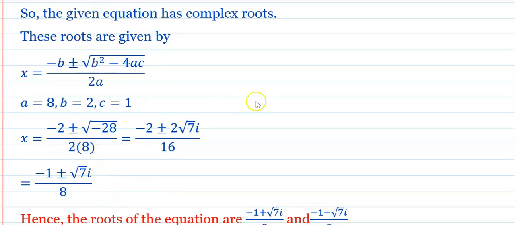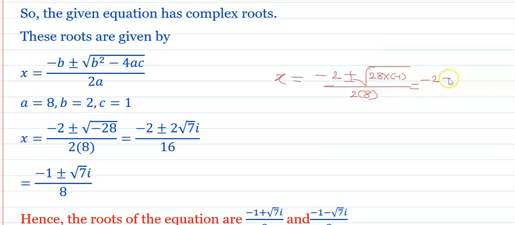आता इथे सबस्टिट्यूट केल्यानंतर what you are getting, x is equals to minus 2 plus or minus root of किती ते minus 28. आता हा minus 28 can be written as 28 into in bracket minus 1 upon 2 into 8. Okay, that is 16. Here minus 2 plus or minus root of 28 into minus 1 means what? 28 i square, and this divided by 16.